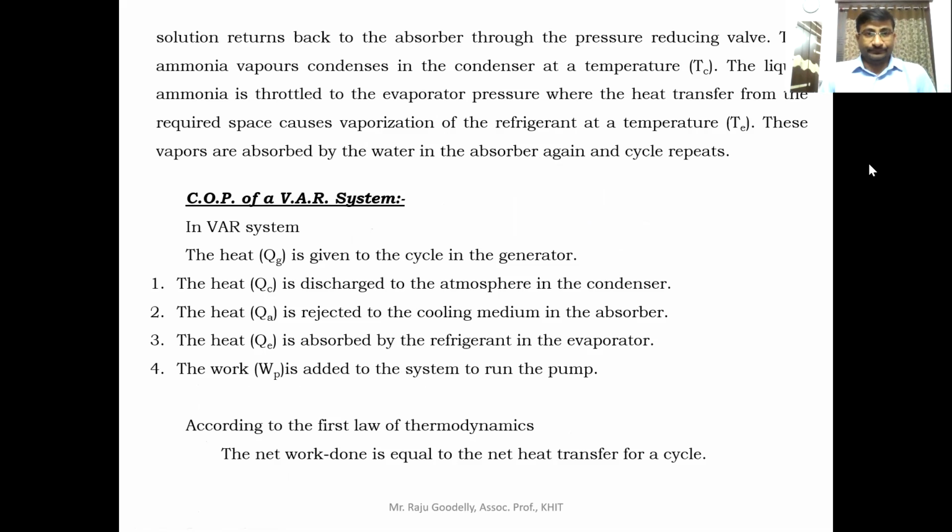Simple VAR system. COP of VAR system. Let us look at the COP. How to calculate the COP in a VAR system?